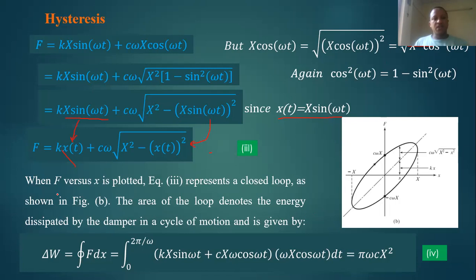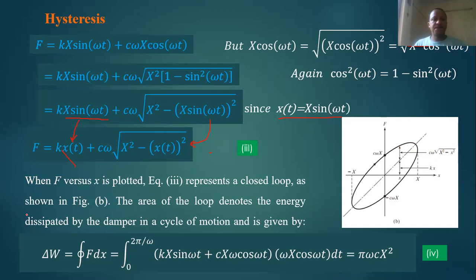So from here we can simply observe that the kx term is this term, and then this is Cω times the radical of X square minus x square. Capital X is the amplitude of vibration, that is the magnitude of amplitude of vibration, and x of t is the sinusoidal function. So the derivation is directly from this concept.